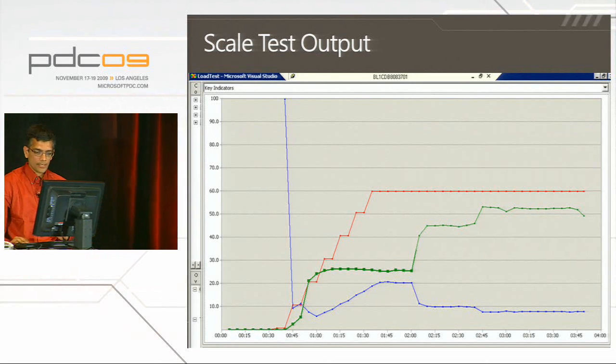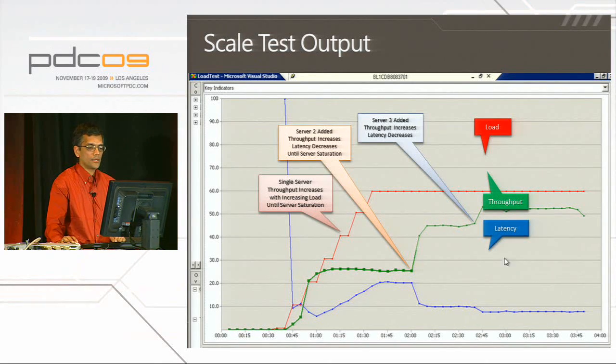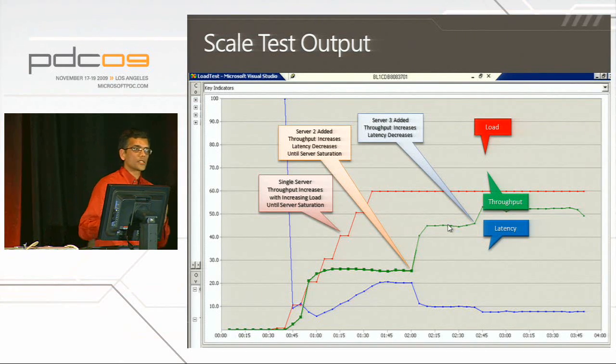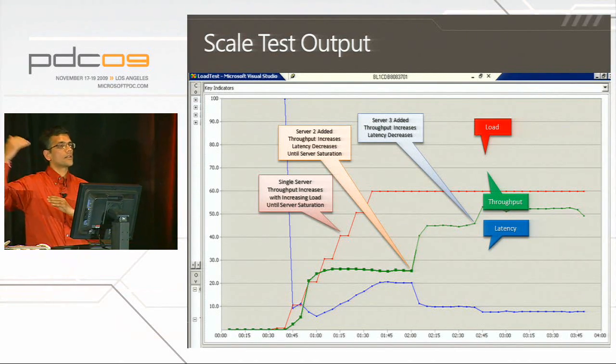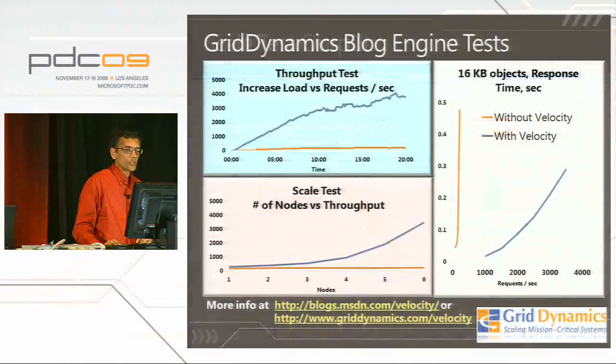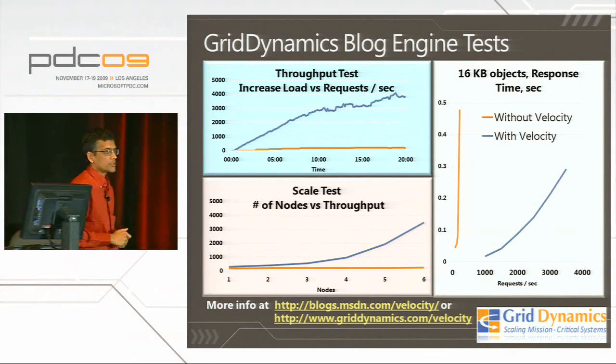Right at this intersection, I added a new server dynamically. There was no loss of connectivity from the client. The client's throughput just jumped, literally doubled, and the response time halved. Again, I can add another server, and the response time would again go down and throughput would again go up, and so on.